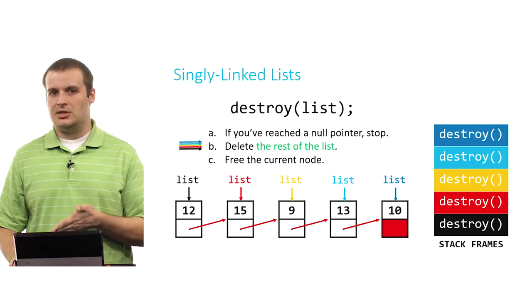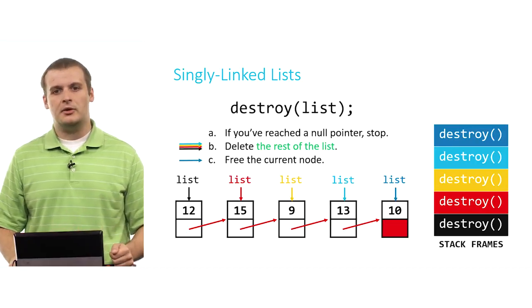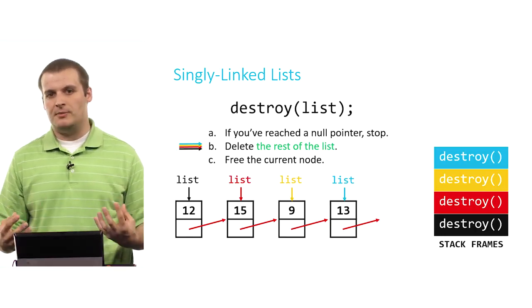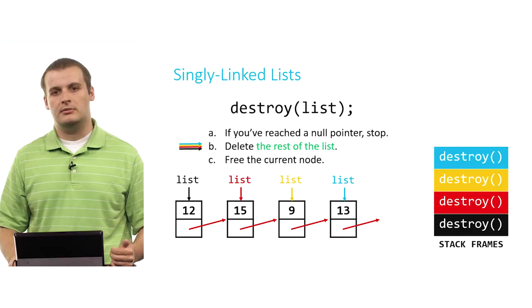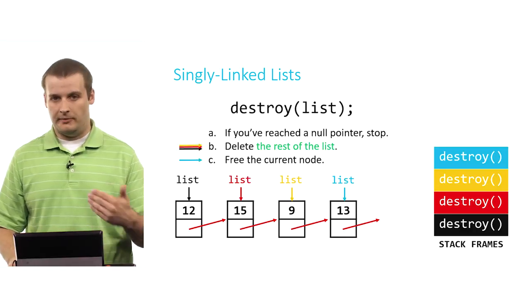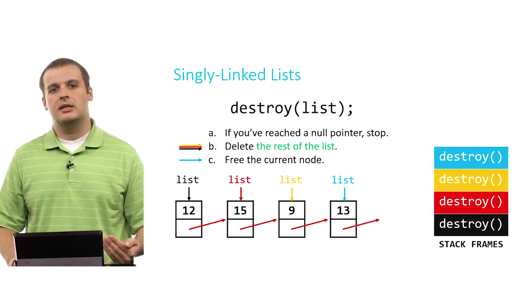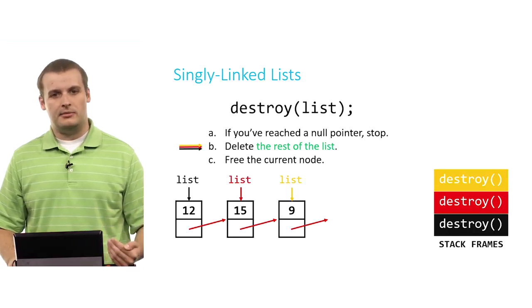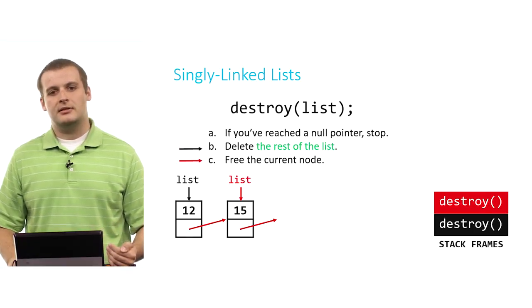We deleted the rest of the list already, so now we're going to free the current node. So now we can free this node, and now we've reached the end of the function. And so that function frame is destroyed, and we pick up at the light blue one. So it says, I've already done deleting the rest of the list, so free the current node. And now the yellow frame is back on top of the stack. And so as you see, we're now destroying the list from right to left.